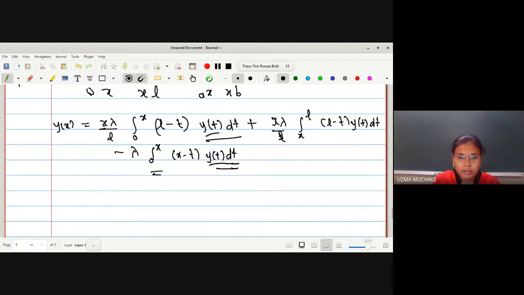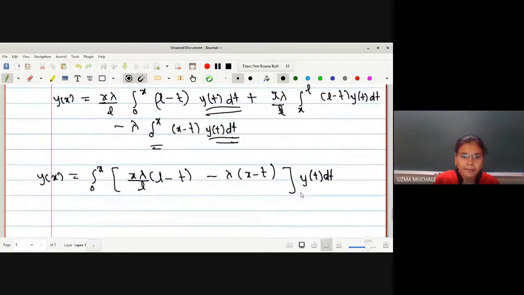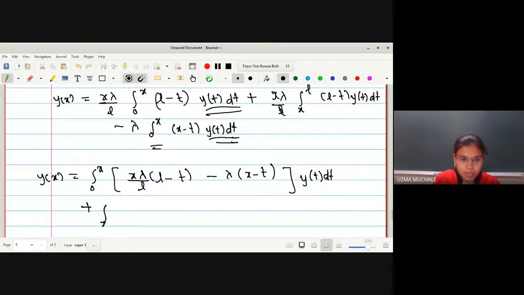This term is common, so let me take it common. y of x is equals to integration 0 to x, and y of t dt is common. What are the terms remaining? x lambda upon L, whatever the term, we can keep it inside, (L minus t), plus what is the next term? Minus lambda into (x minus t). What is common here? y of t dt. Plus, what is the next term? Integration x to L. The term is x lambda upon L into (L minus t) y of t dt.